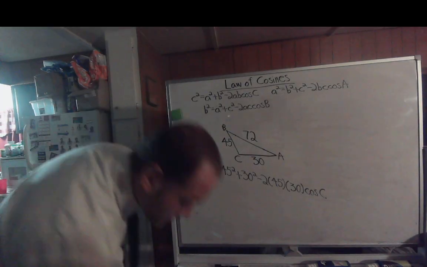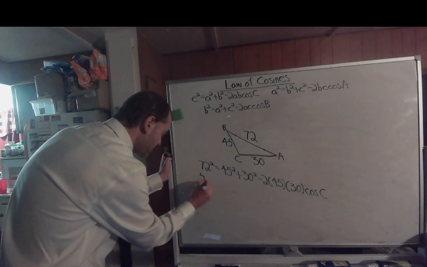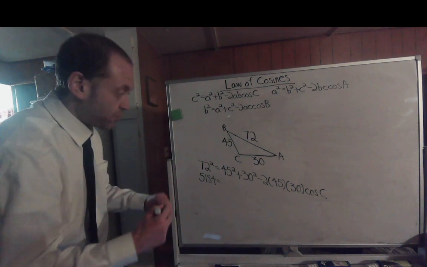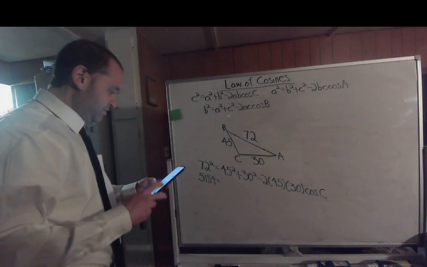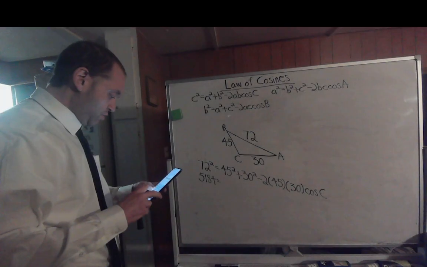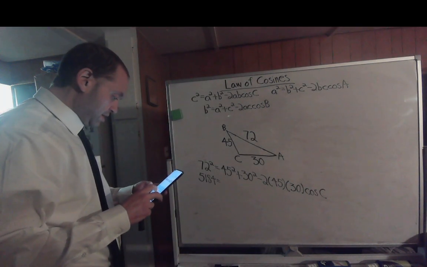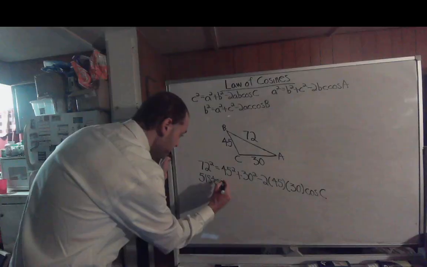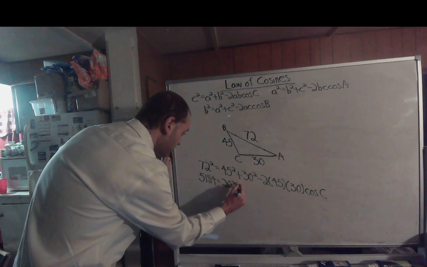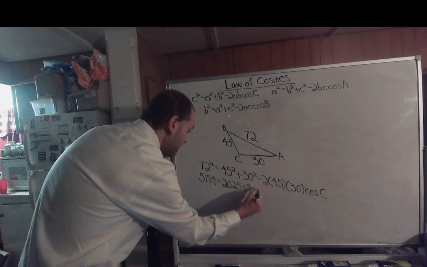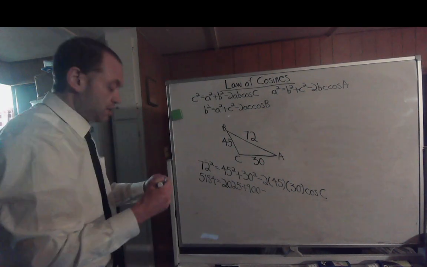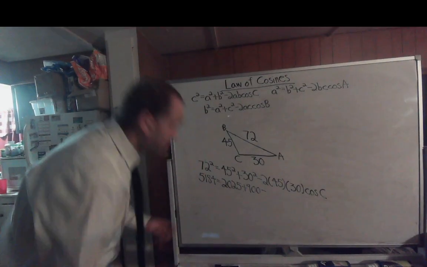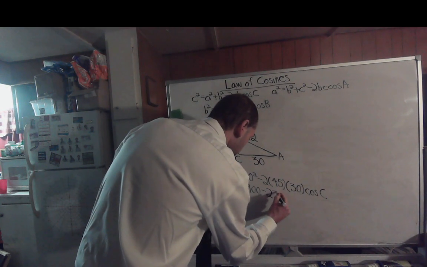Alright, so 72 to the second is 5,184. Let's figure out 45 squared. Is that 2025? No, that's not what I wanted. It is 2025, yep. I know 30 squared's 900. Okay. Minus all the rest of that, so that'd be minus 2700 cosine of C.